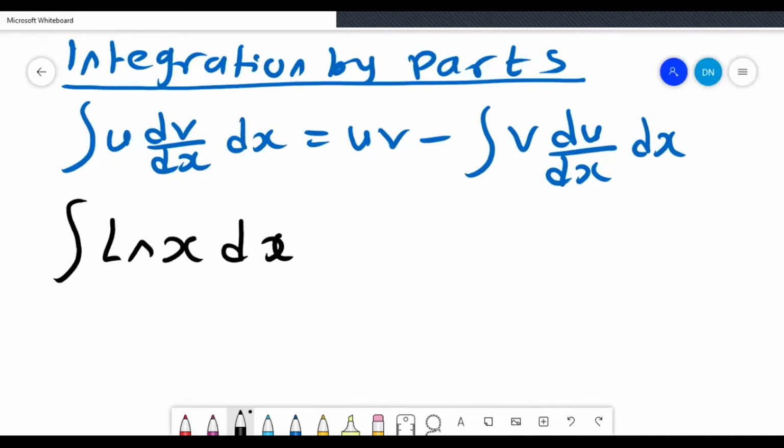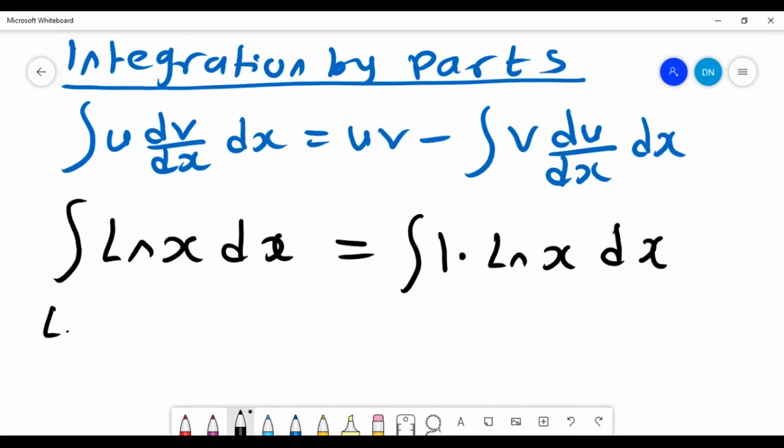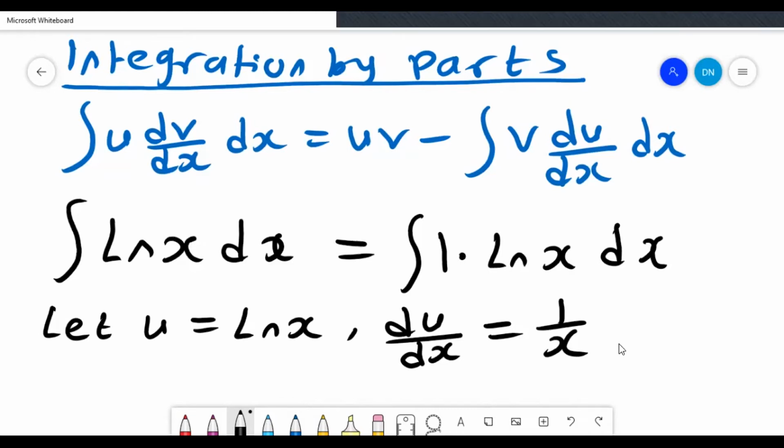To help us have a u and dv dx, we introduce a number, which is 1, because we know that if we multiply 1 times ln of x, it's still ln of x. And then from there, we can obtain our u, which will be expressed as ln of x. And then I can get du dx according to the general formula. The first derivative of ln of x is 1 over x.